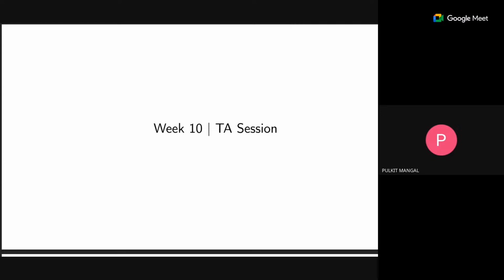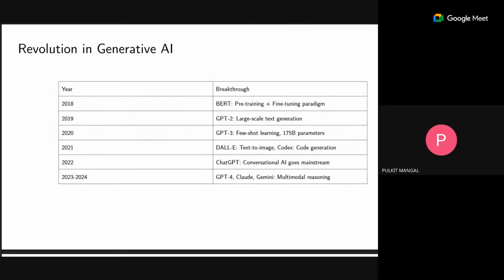So let's start with the revolution in the generative AI field. Things started around 2018, approximately 9-10 years before today, when Google introduced the first transformer model, BERT. That was basically a model for the text related area, mostly related to NLP. Then the following year, OpenAI released its GPT-2 model, which was for large scale text generation.